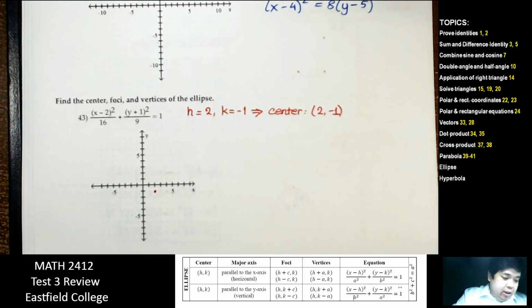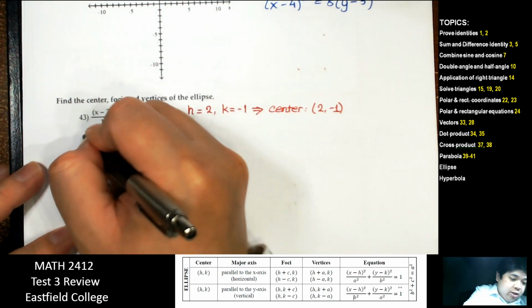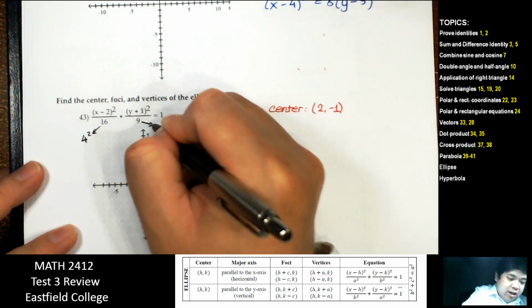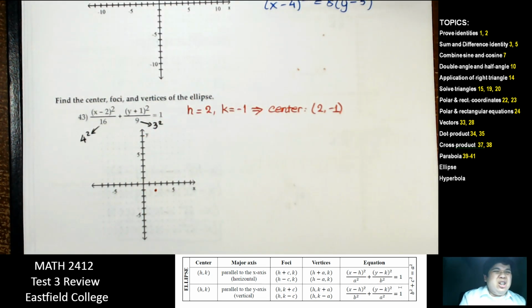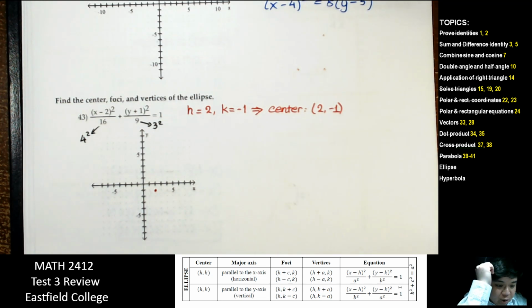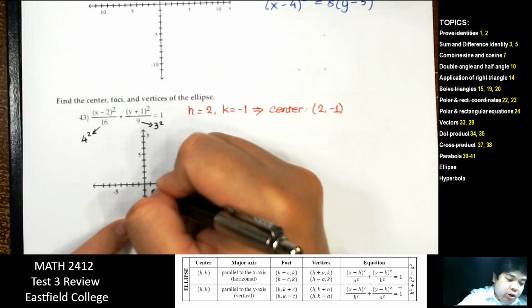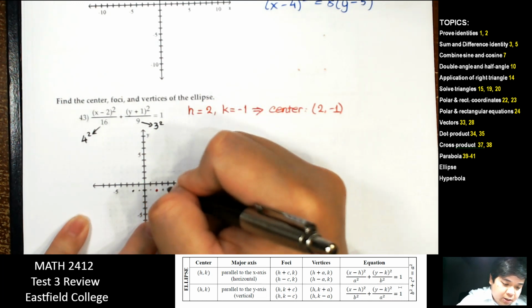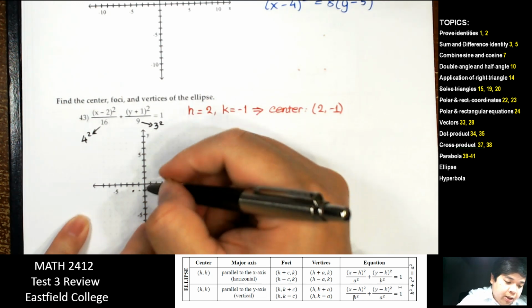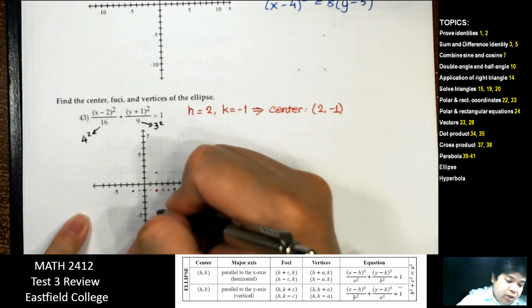Right. Next, we will take the square root of this number, and the square root of that number. It's pretty much 3 and 4. It doesn't matter which one is a and which one is b. What we need to know is that the 4 is below the x, meaning that from the center we go 4 units to the left and 4 units to the right. Also 3 units up and 3 units down.